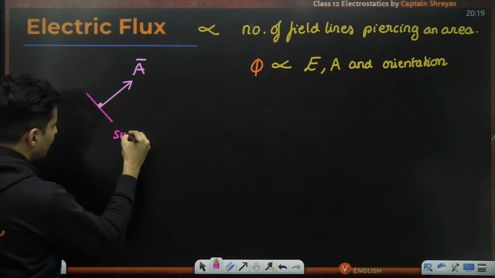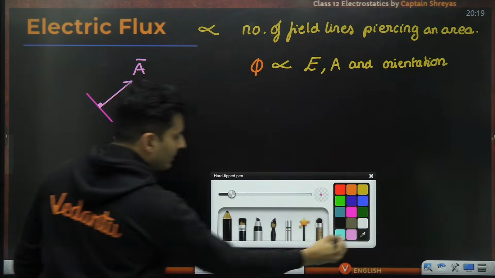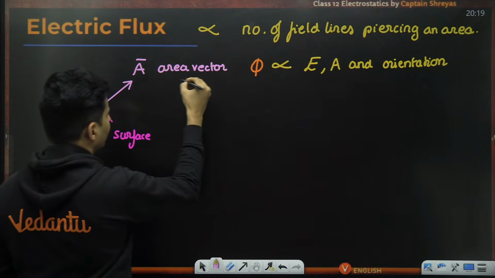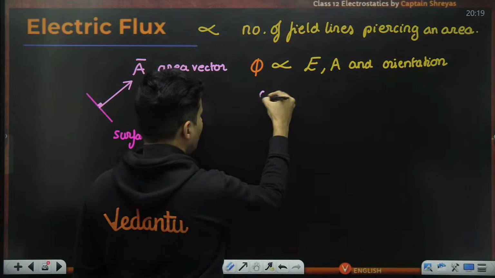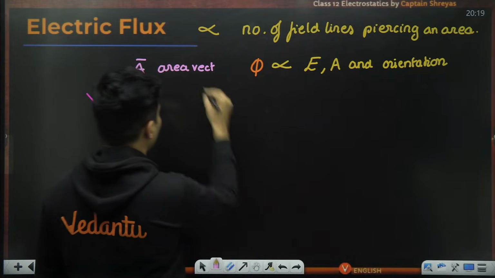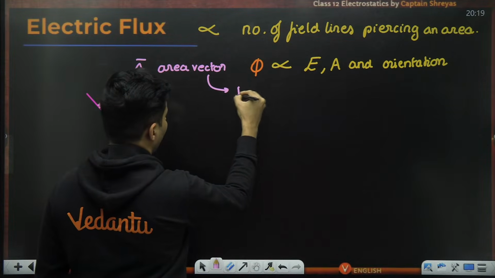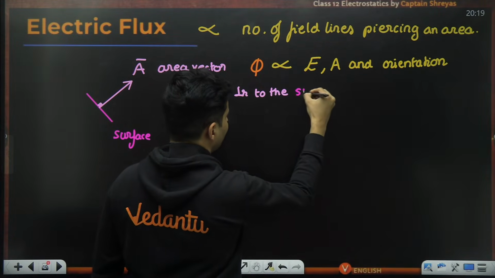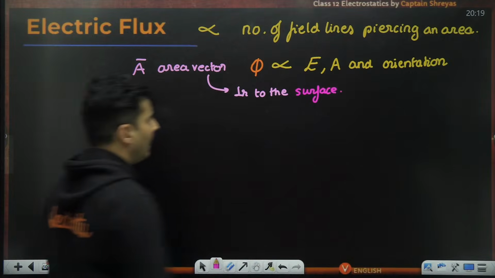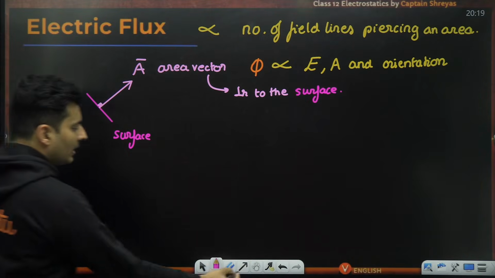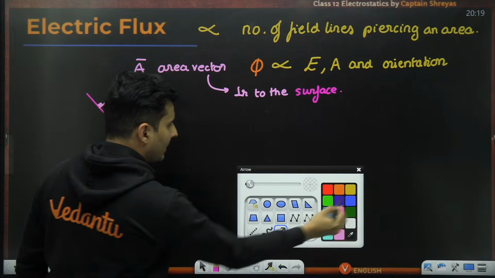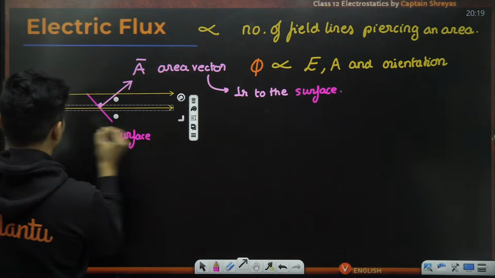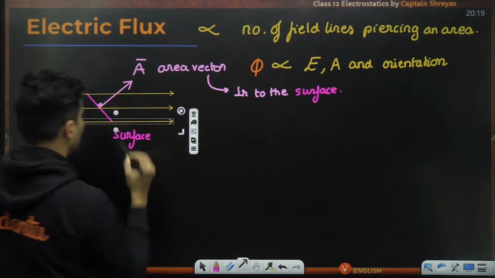So this is basically a surface, and this is called our area vector. Area vector is always going to be perpendicular to the surface. That is how I define the direction of the area vector. Okay, now let me show you the electric field lines. They are passing like this, like this, like this, and so on and so forth.